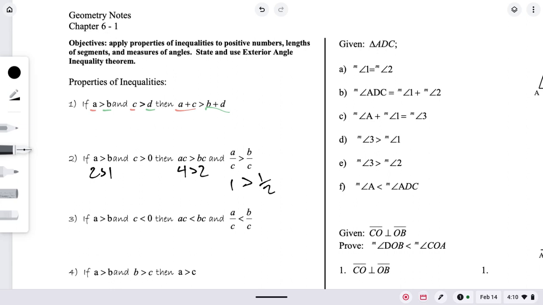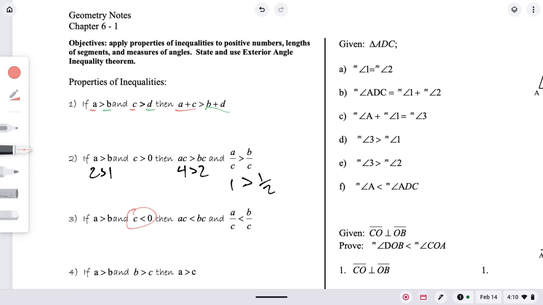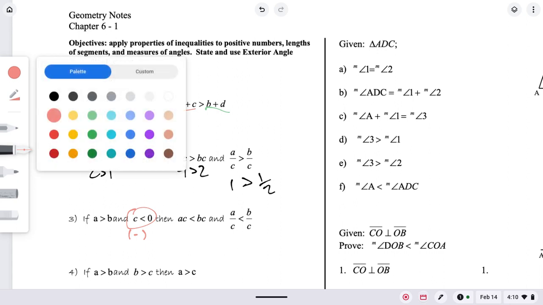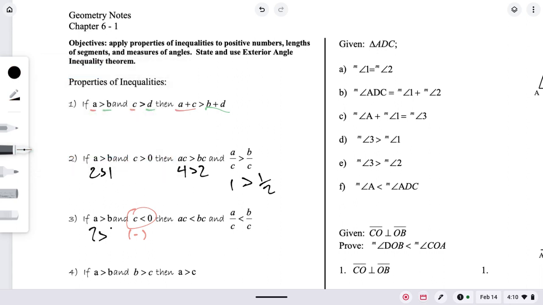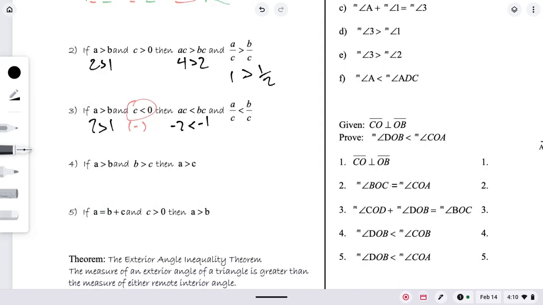3 is only different because C is going to be less than 0, which means it's negative. So again, 2 is bigger than 1, like we talked about before. But if I divide by -1 or multiply by -1, -2 is actually smaller than -1. This isn't going to happen very often for us, because we don't have a lot of negative things that we deal with in geometry, but it definitely could happen.